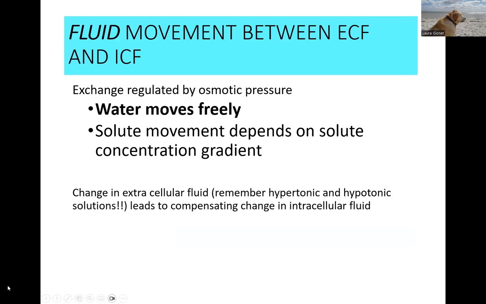Okay, so fluid movement between the extracellular and intracellular regions. Exchange is regulated by osmotic pressure. Water moves freely. Solute movement depends on solute concentration. And so a change in extracellular fluid, and I'm separating here, remember when we looked at hypertonic solutions and hypotonic solutions, the effects it had on red blood cells, can lead to compensating changes intracellular.